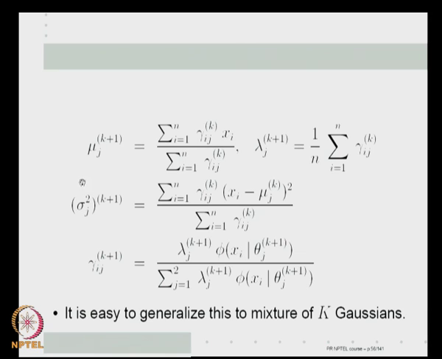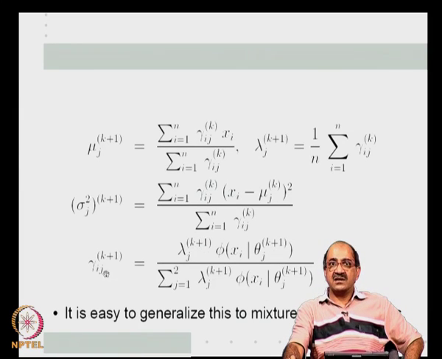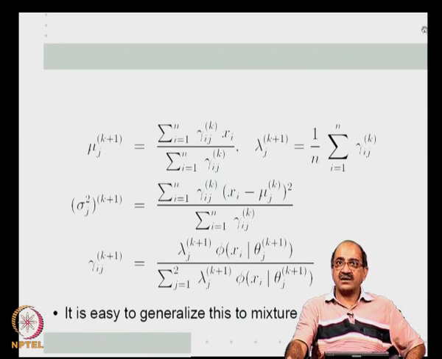If I want the new mu_j, that is the value at the (k plus 1)th iteration, that will be the summation of gamma_ij^k x_i by the summation of gamma_ij^k, where I am using the previous iteration values of gamma_ij. Similarly for lambda_j, similarly for sigma square j, and gamma_ij^(k+1) is always given the current values of theta_j's and lambda_j's. I can calculate gamma_ij^(k+1). So, this is an iterative procedure. I start with some initial guesses theta_1^0, theta_2^0 and lambda_1^0 and lambda_2^0, and I can calculate gamma_ij^1. Once I know gamma_ij^1, I can calculate mu_j^1, sigma_j^1, lambda_j^1. Using that, I will calculate gamma_ij^2 and so on.